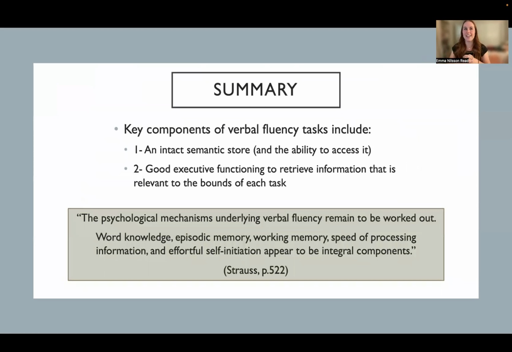So as a summary, the key components of verbal fluency require an intact semantic store and the ability to access it, and then good executive functioning so that you can retrieve the information that is relative to the bounds of each task. And I'll close this out with a quote from Strauss. They said that even though we know a lot about verbal fluency, the psychological mechanisms underlying verbal fluency still remain to be worked out. All we know is that word knowledge, episodic memory, working memory, speed of processing information, and effortful self-initiation appear to be integral components.